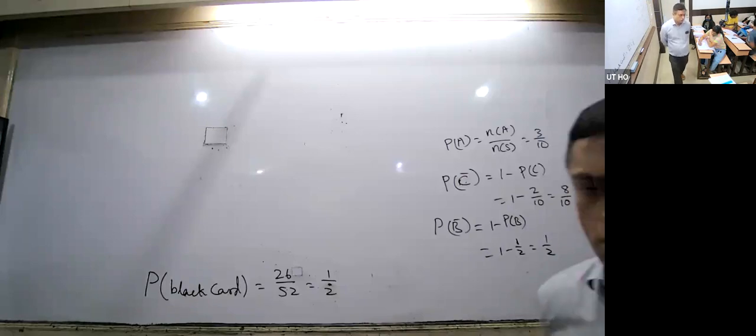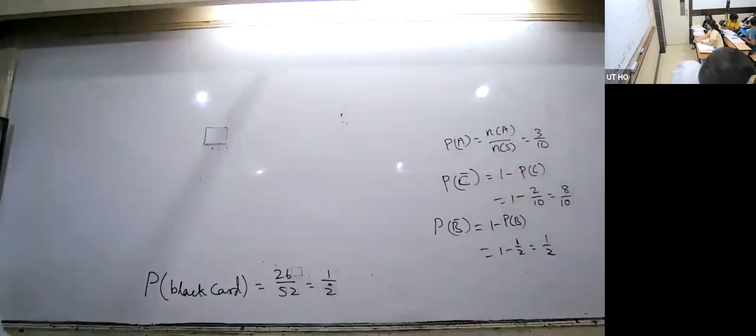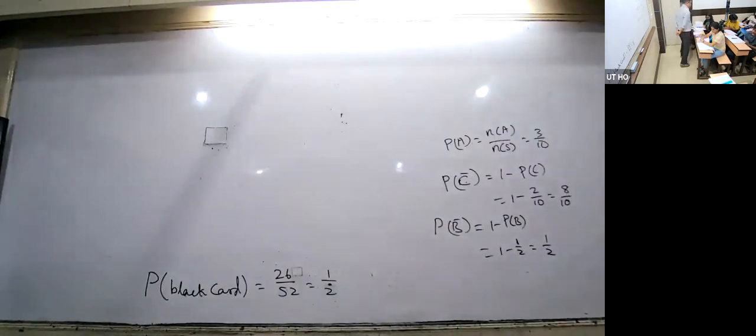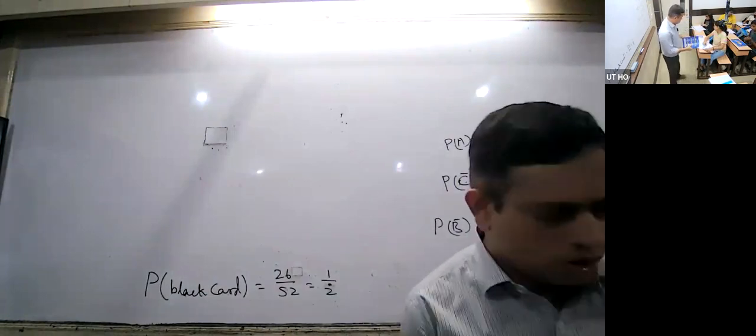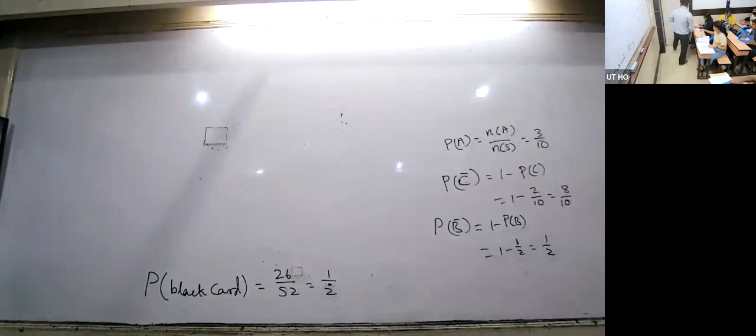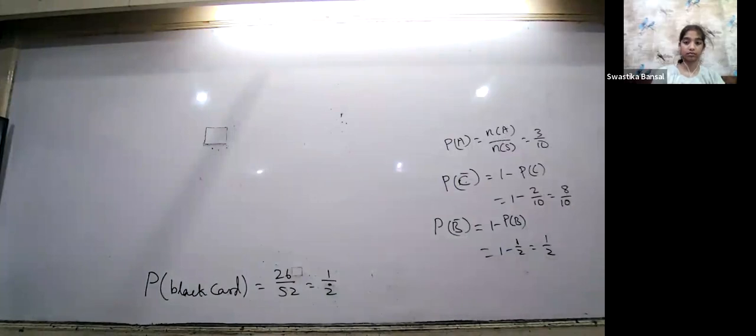Understood? Okay. Homework, you don't need to do probability, do the other chapters. Ratio and proportion question practice. Today I will not take the question. Not needed to do the homework. Okay. Then by next class we will be able to complete this. Okay. Thank you, sir. Bye.